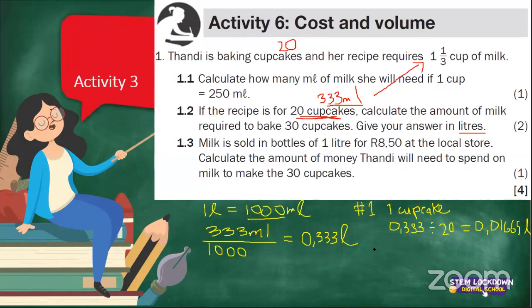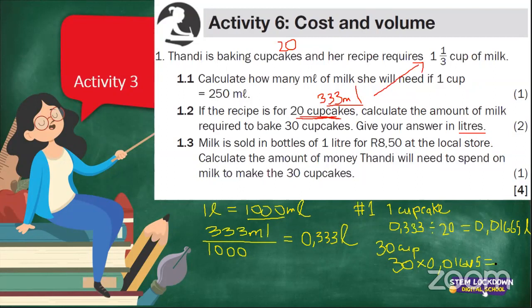Divided by 20, right? So for one cupcake, it will be 0.01665 liters. So for 30 cupcakes, the answer will be 30 times, obviously, if one requires so much, 30 will need 30 times this amount, 0.01665 liters. That is a 6, by the way.